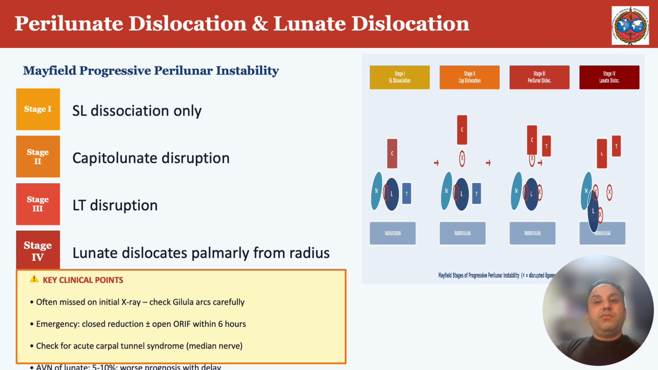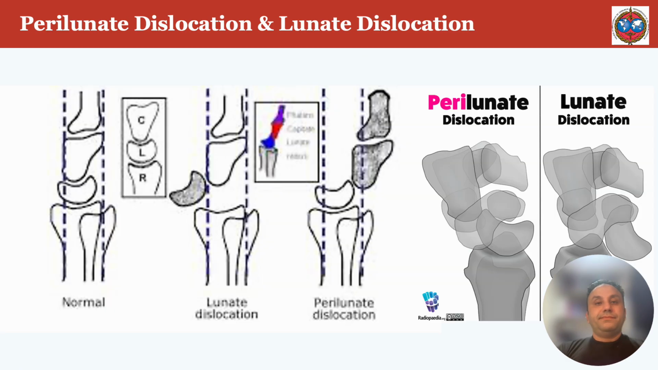And Mayfield's progressive perilunate instability, described in the 80s, classifies stage 1 with scapholunate tears, stage 2 the capitate dislocates, stage 3 the lunotriquetral ligament tears and the entire proximal row except the lunate is dislocated, and stage 4 the lunate dislocates volarly and the capitate relocates into the lunate fossa. And you can see this here in these diagrams.